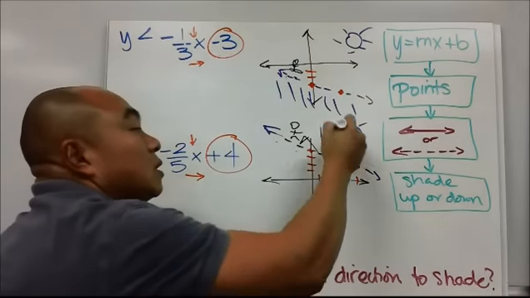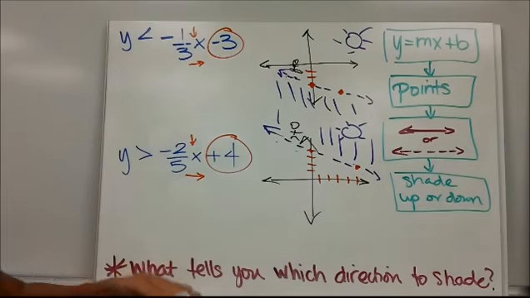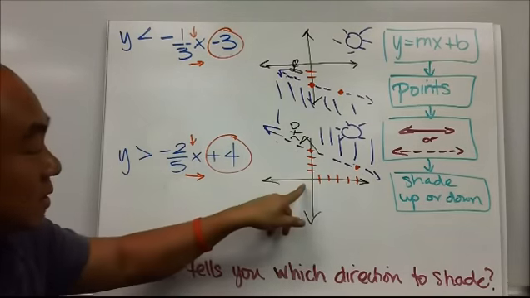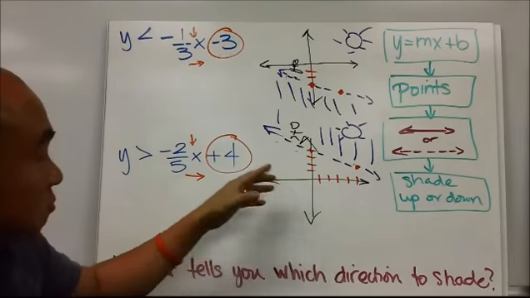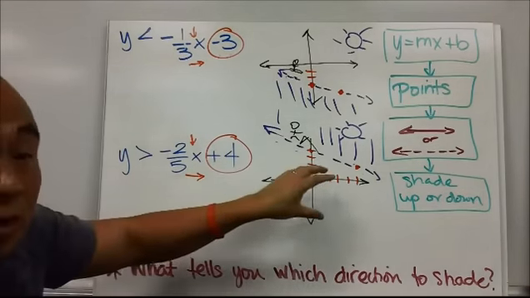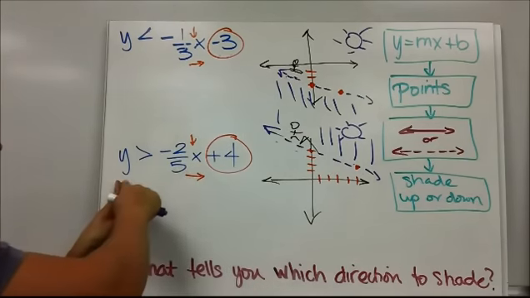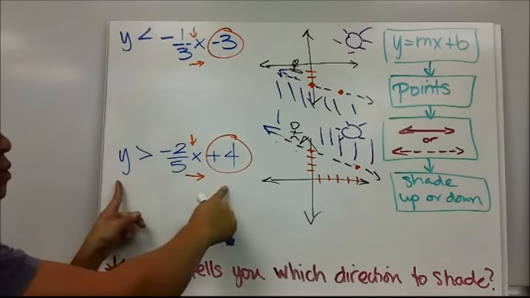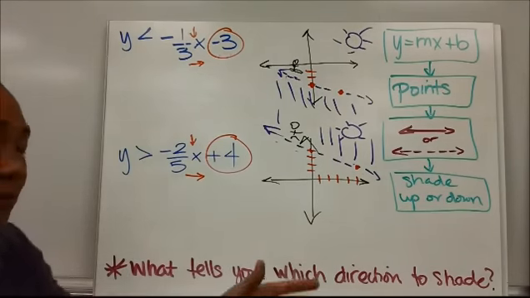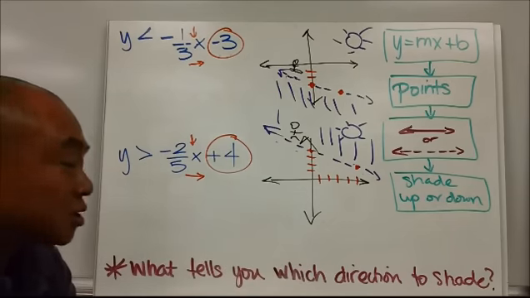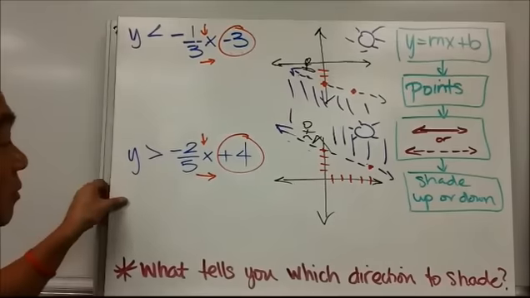And again, if you really wanted to try this and make sure that you are shading the correct area, let's just pick 0, 0 again. Because if I take 0, 0 and it works, then that means we shaded the wrong area. If I pick 0, 0 and it doesn't work, then that means we've shaded the correct area. So let's take 0, 0. If I put 0 into here, is 0 larger than 4? And the answer is no. Which means we've shaded the right area. Okay? So my question to you for this one is, what tells you which direction to shade? So make sure that you keep that in your head, and that's probably going to be something I'm going to be asking you later on.